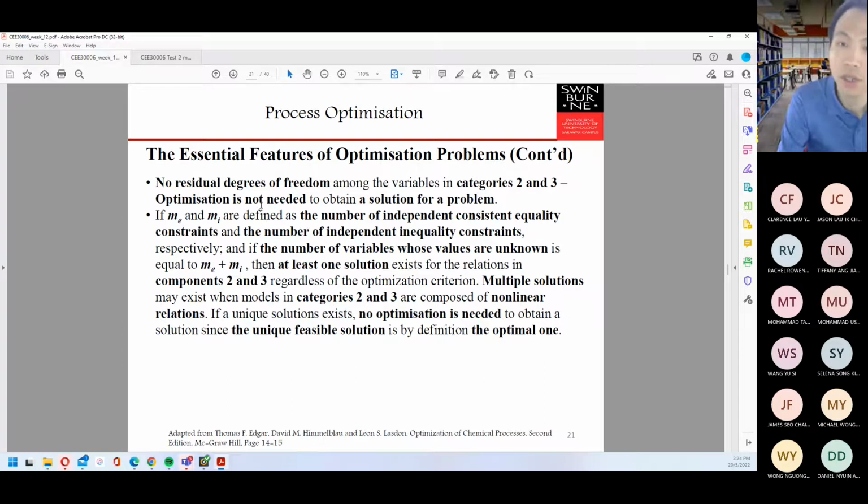So it's important that there is no residual degrees of freedom among the variables in categories 2 and 3. If there is no residual degrees of freedom in the variables in categories 2 and 3, then optimization is not needed, because that will be a unique problem.